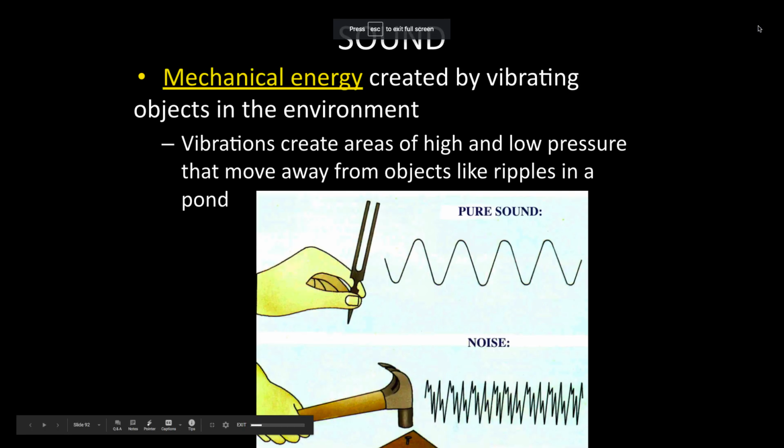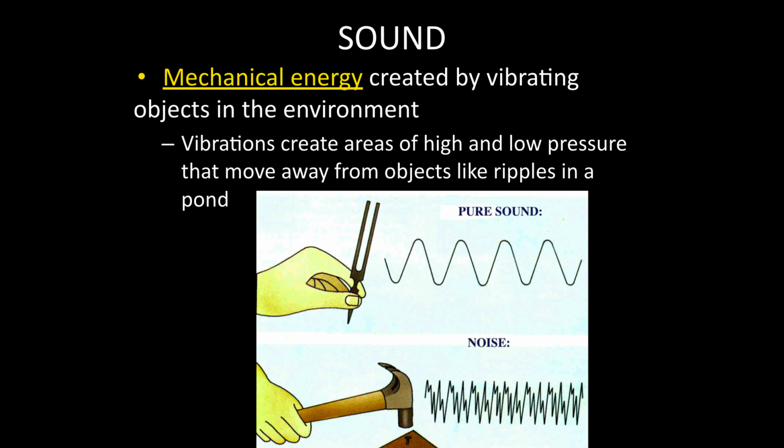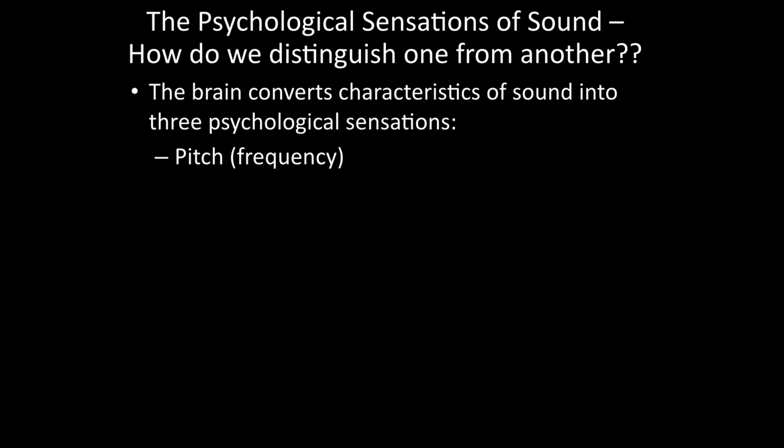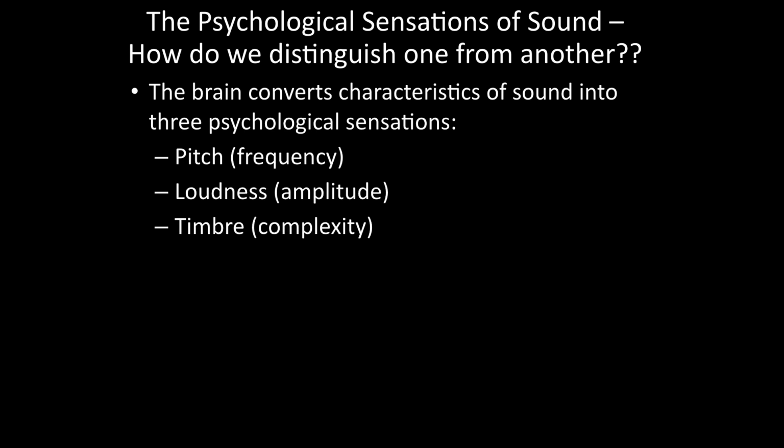We're moving on now to talk about the auditory system. So, sound is essentially mechanical energy that's created by vibrating objects in the environment. Vibrations create areas of high and low pressure that bounce off of objects like ripples in a pond. Now, the different types of waves that are created with these vibrations translate into different psychological sensations of sound.